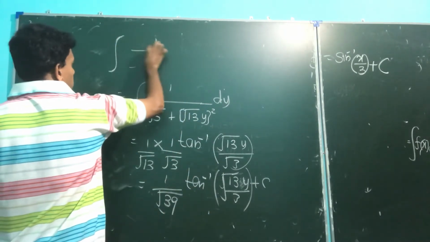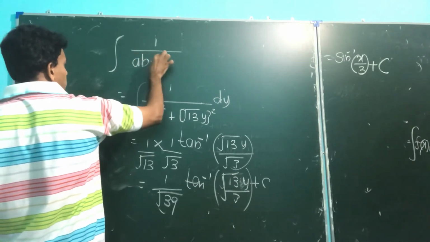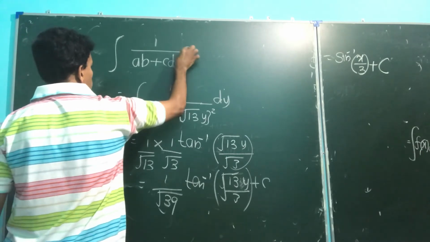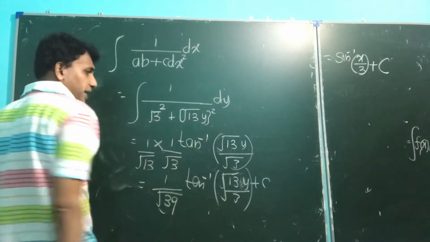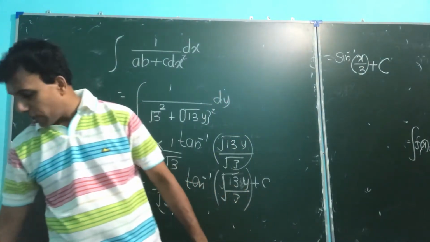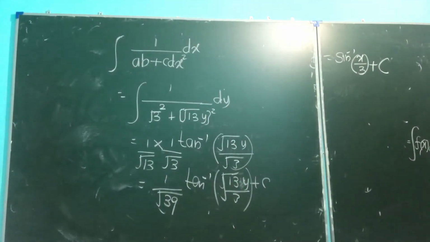Another example, it is 1 over AB plus CD x square. Try this one, because tan inverse is more important. In many questions we have the tan inverse part. Therefore 1 over AB plus CD all things square, that is the integration part there.